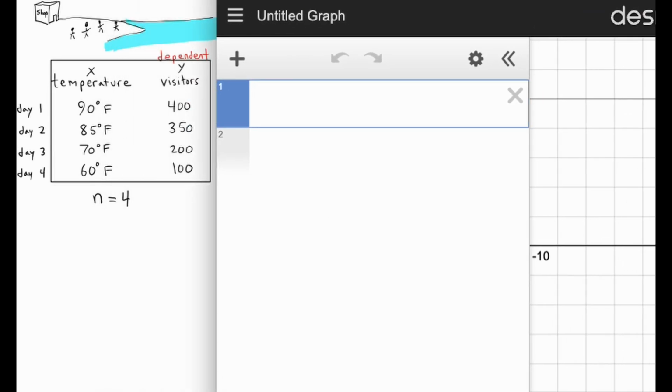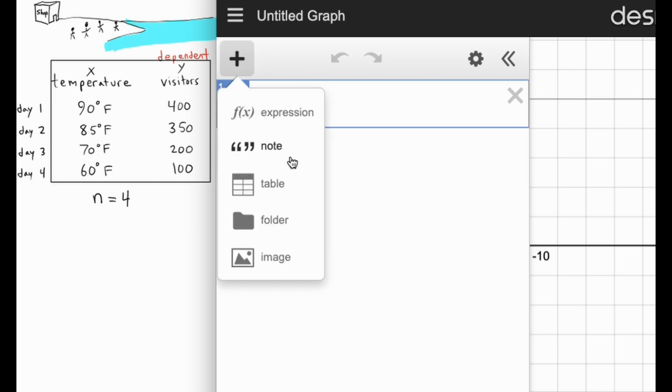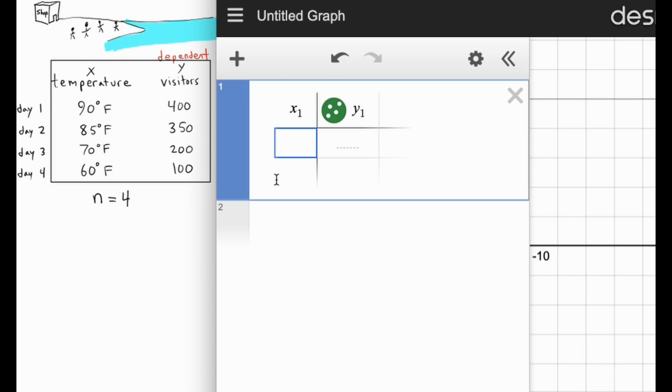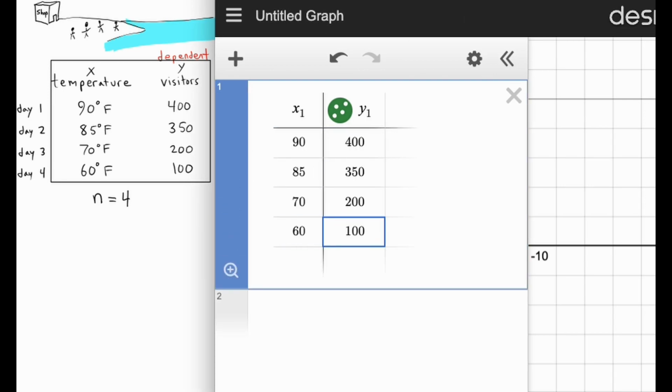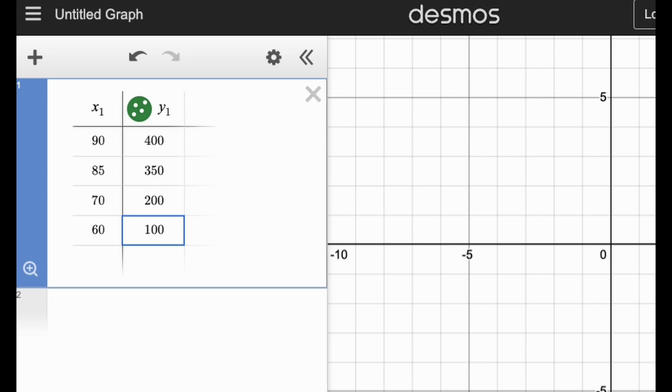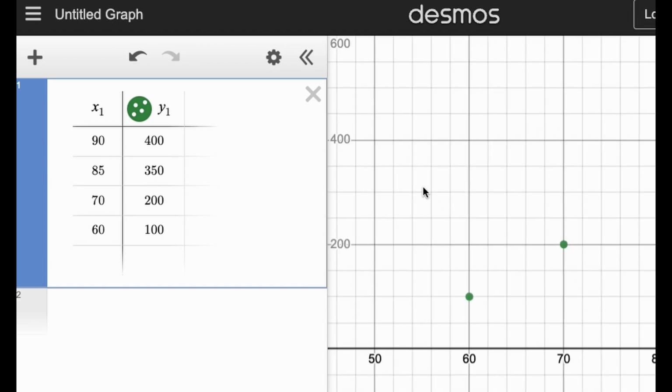All right, in order to add your data to Desmos, click plus in the upper left, then click table to add a table. You just want to enter the values exactly as they appear in your chart. All right, now that we have the data entered, we can click the magnifying glass in the lower left in order to zoom to the data.